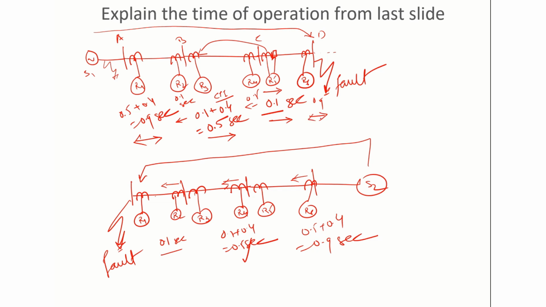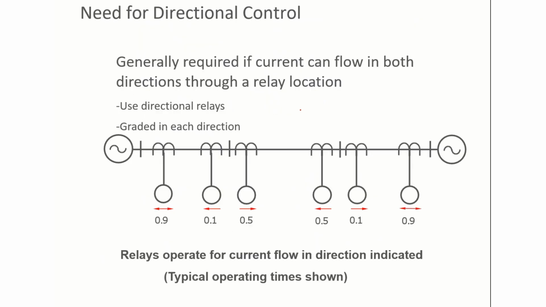So now if you see here, this first one is 0.9, then the last one is also 0.9. First and last relays are non-directional because they are nearer to the source. So these two relays nearer to the source are non-directional.